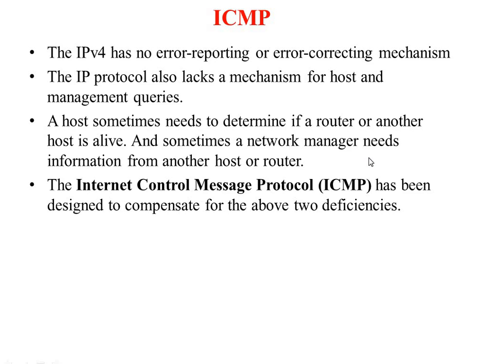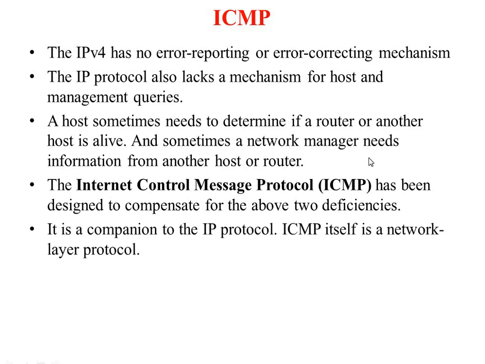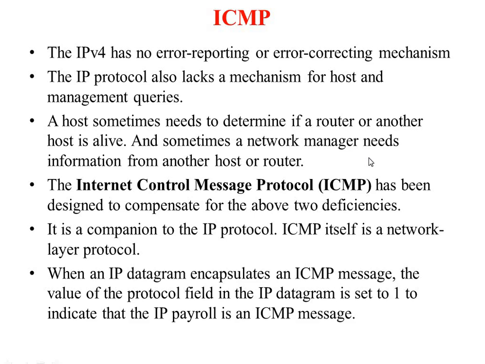So Internet Control Message Protocol has been designed to compensate for two deficiencies. The first deficiency is error reporting, and the second is related to management queries. These deficiencies are taken care of by ICMP. It is a companion to IP, it comes along with IP, and it takes care of a network layer error reporting mechanism. When an IP datagram encapsulates an ICMP message, the value of the protocol field in the IP datagram, whose header format we have already seen, is set to 1. It indicates that the IP payload is an ICMP message.